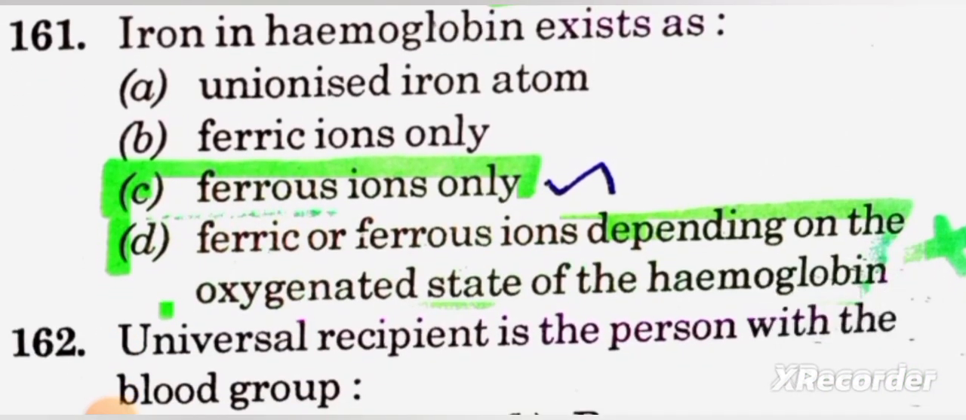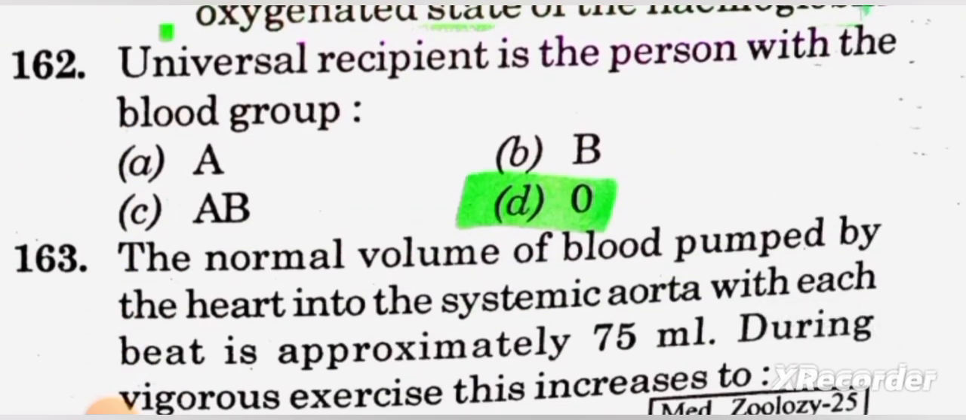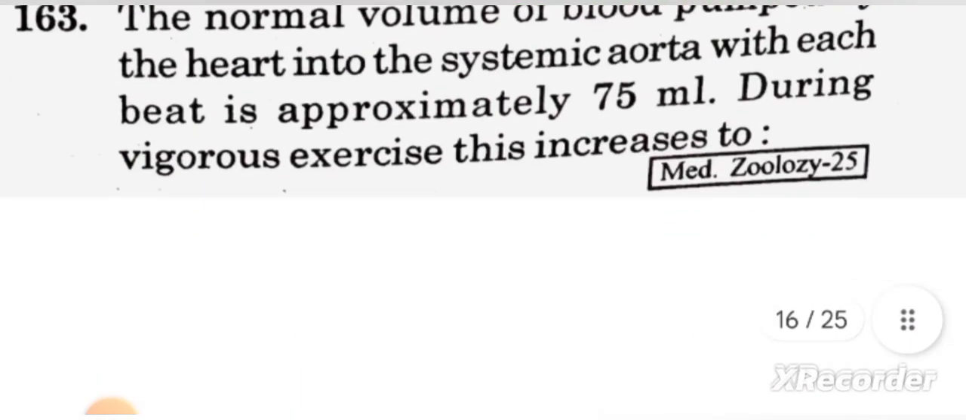Next, 161. Iron in hemoglobin exists as. Answer C. Ferrous ions only. Next, 162. Universal recipient is the person with the blood group. Answer D. O.